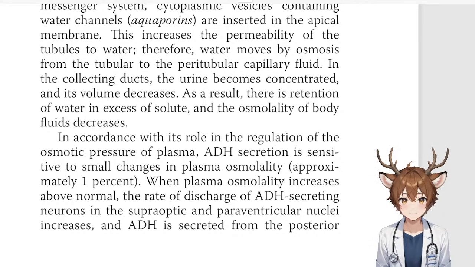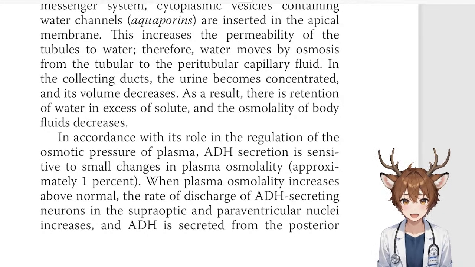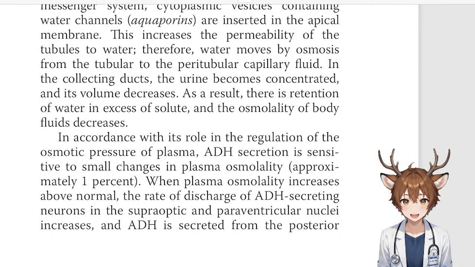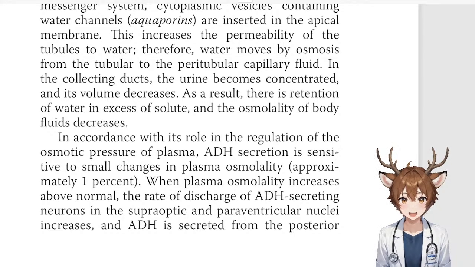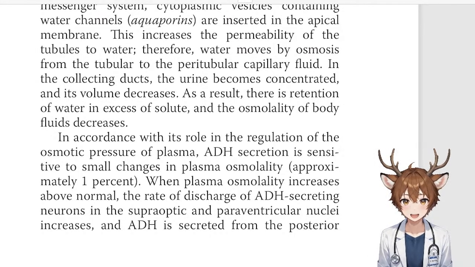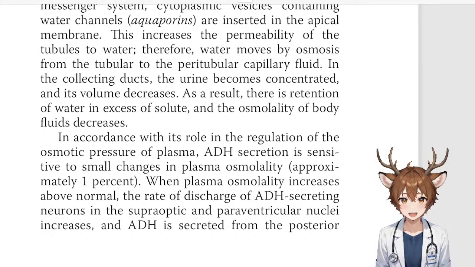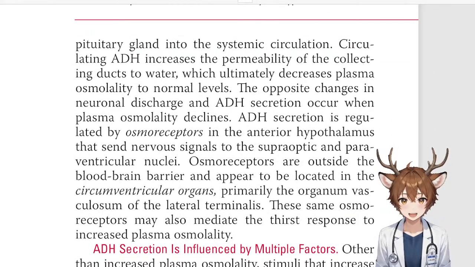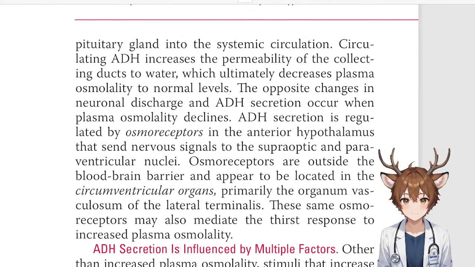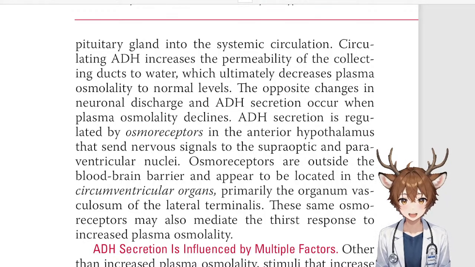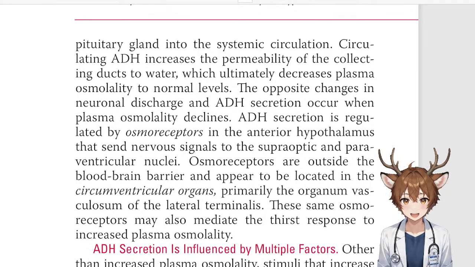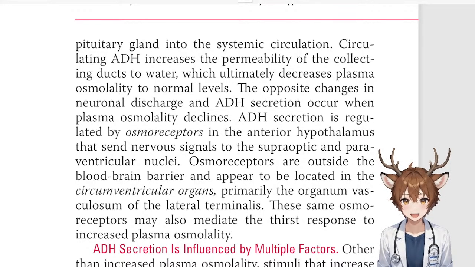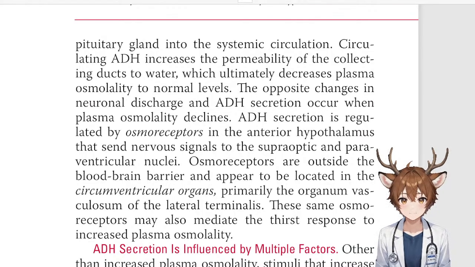Very important. In accordance with its role in the regulation of the osmotic pressure of plasma, ADH secretion is sensitive to small changes in plasma osmolality, approximately 1%. When plasma osmolality increases above normal, the rate of discharge of ADH secreting neurons in the supraoptic and paraventricular nuclei increases, and ADH is secreted from the posterior pituitary gland into the systemic circulation. Circulating ADH increases the permeability of the collecting ducts to water, which ultimately decreases plasma osmolality to normal levels. The opposite changes in neuronal discharge and ADH secretion occur when plasma osmolality declines.